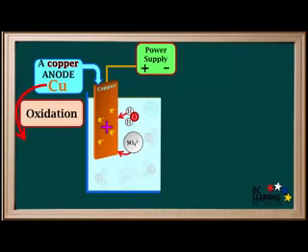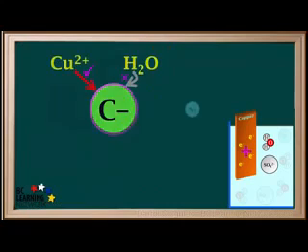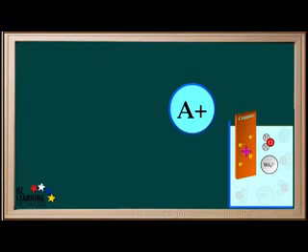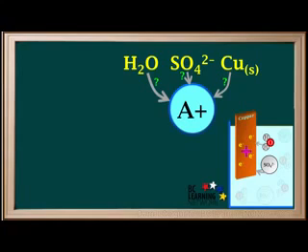So the question we must ask is, can the copper anode itself be oxidized? The answer is yes. Metal atoms can be oxidized and lose electrons to become cations. So we have 3 candidates for oxidation at the anode: water, the sulfate ion, and the copper anode itself. Going back to this diagram, we'll represent the anode with an A+. And the possible candidates for oxidation at the anode are water, the sulfate ion, and the copper metal anode itself. But we don't know which one of these 3 species will actually be oxidized.